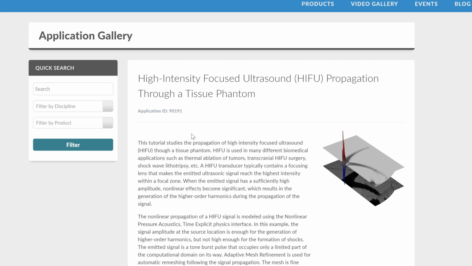From what I skimmed, it seems like it'll be a good way to model the nonlinear effects of the transducer and with tissue.